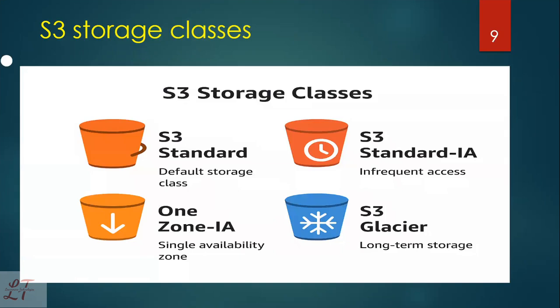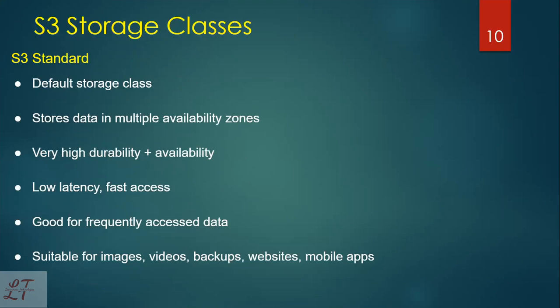So coming to the storage classes. You have different types of storage classes: S3 Standard, S3 Standard IA, S3 One Zone IA, and S3 Glacier. S3 Standard is the default storage class, and you use it when you're accessing your data frequently. It has multiple availability zones, so it is low in latency and quickly accessible. You can use it when you're storing images, videos, backups, websites, and mobile apps.